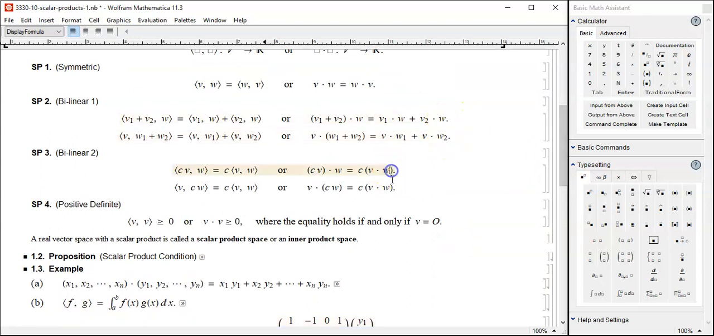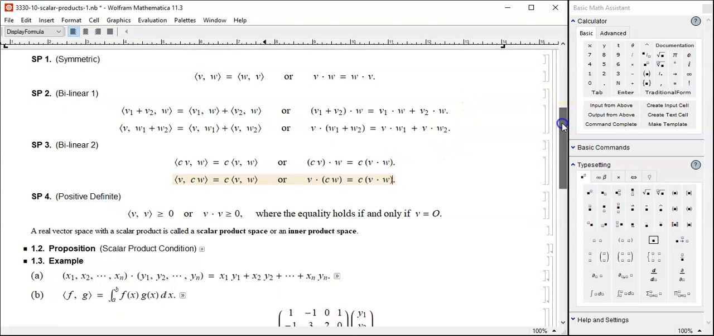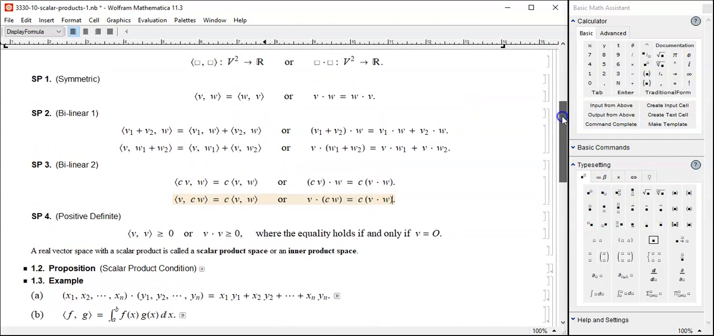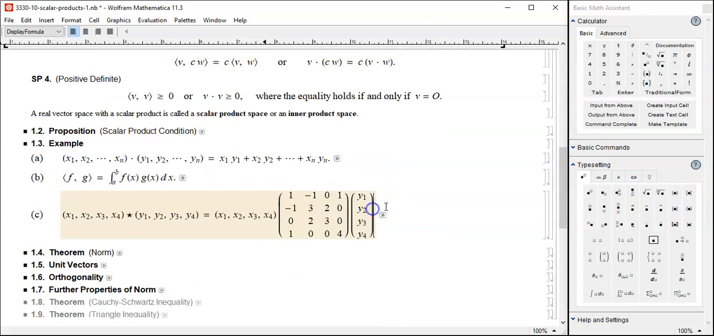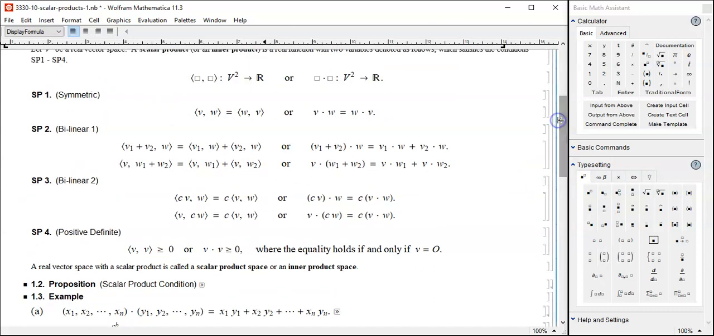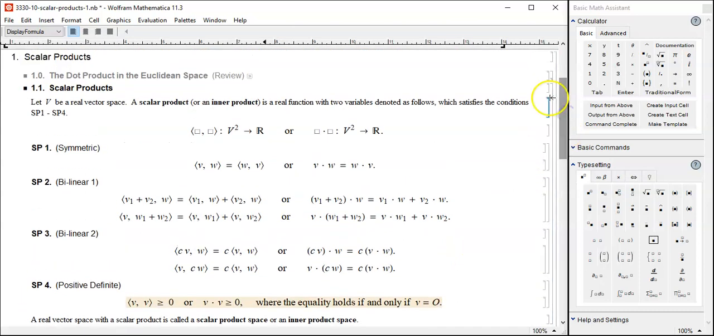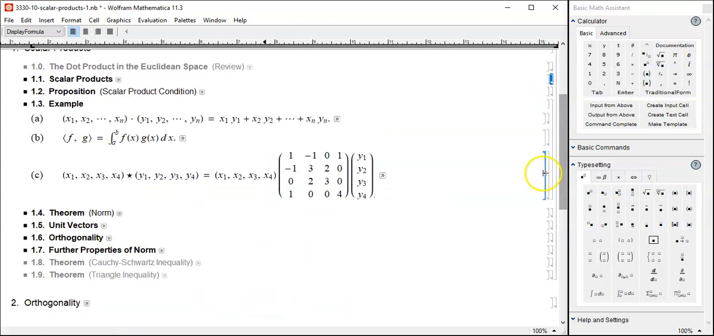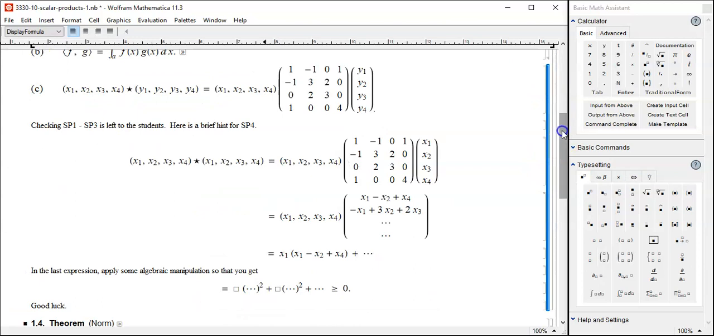Bilinearity 1 and 2, maybe a bit tedious, but no problem there. It's just matrix multiplication. Let me mention a little bit about the fourth property, the positive definiteness, because that's the only one that deserves our attention.